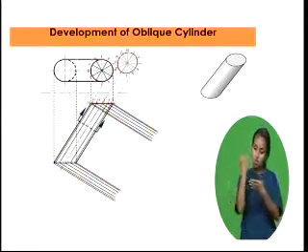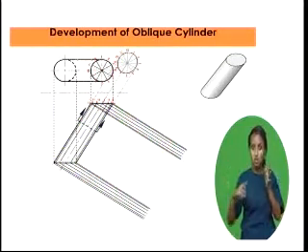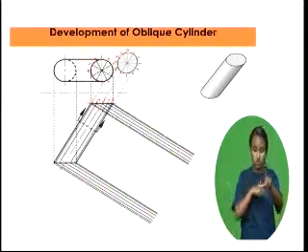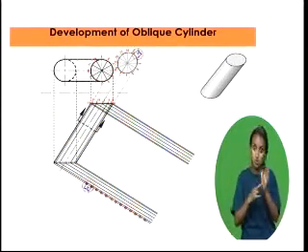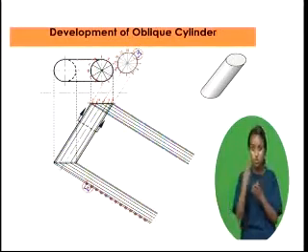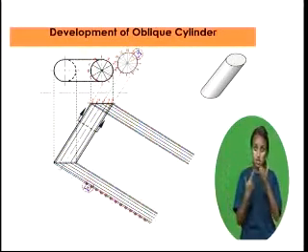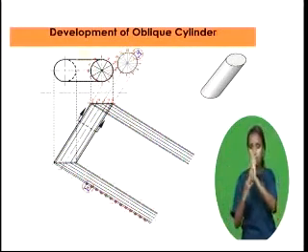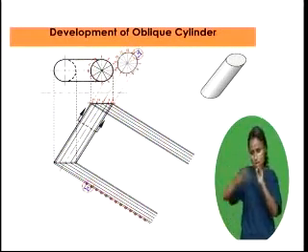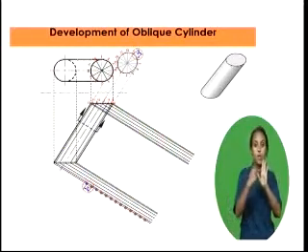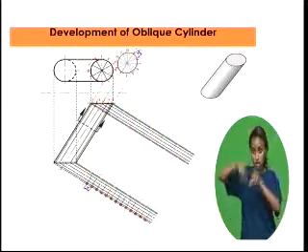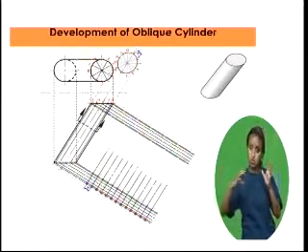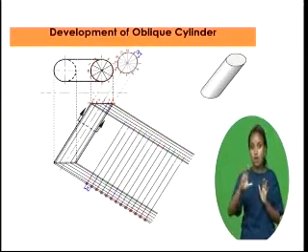Draw the stretch out line that is equal in length to the circumference of the circle, representing the right section of the cylinder. Divide the stretch out line into the same number of equal parts, locating points on the stretch out line. Draw perpendicular line to the stretch out line through points A, B, C, etc.